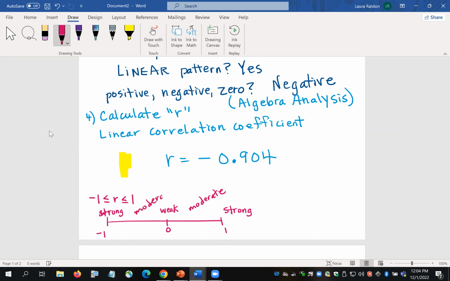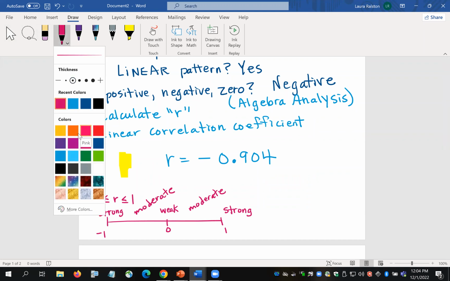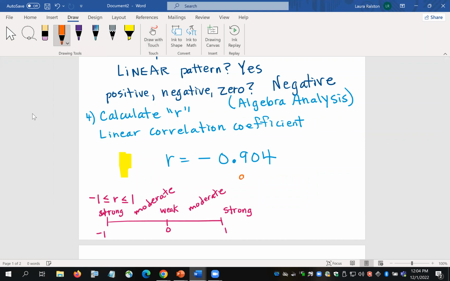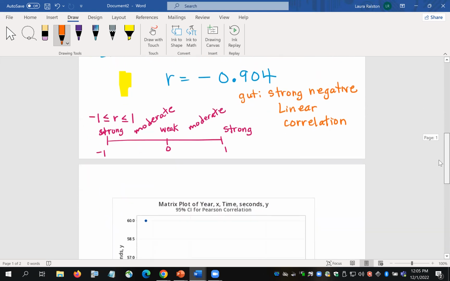So my gut, just looking at this number purely from a gut perspective, I would say that we have a strong negative linear correlation. I'm saying strong because 0.9 is close to 1. It is a negative value. Plus, we saw that it looked to be negative on the visual. And R only measures linear relationships, so it has to be a linear relationship.